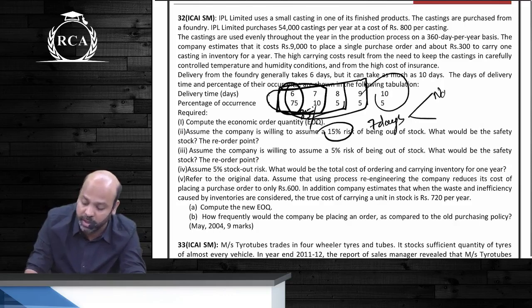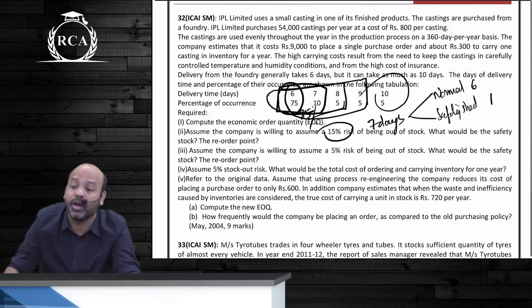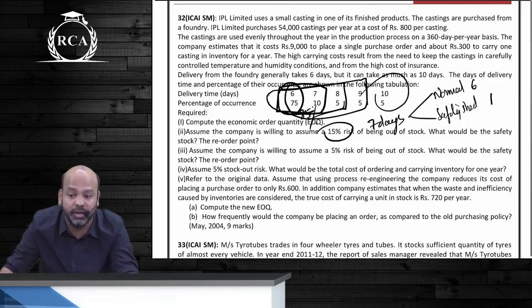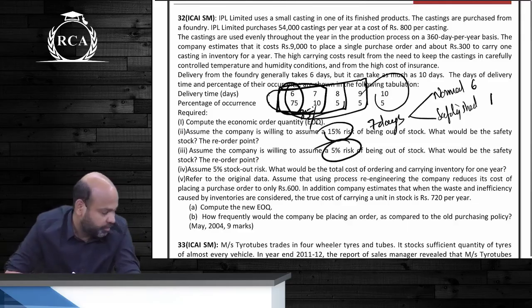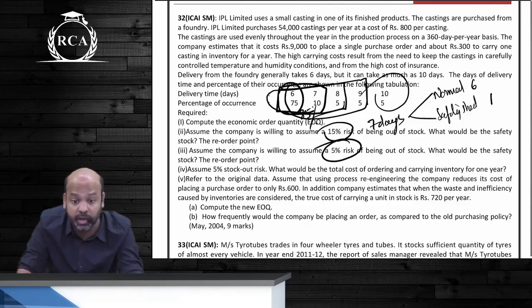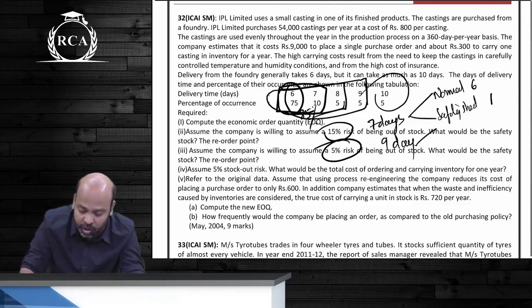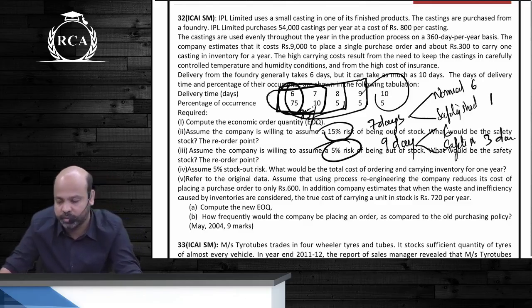इसमें से नॉर्मल लीड टाइम कितना रहता? वो 1 day का एक्स्ट्रा सेफ्टी स्टॉक बन जाएगा. That 1 day into 150 units is safety stock of 150 units. If the question says you are willing to take a 5% risk of being out of stock, that means you should maintain reorder level for how many days? Out of those 9 days, how much is normal lead time? Safety stock will be for how many days?